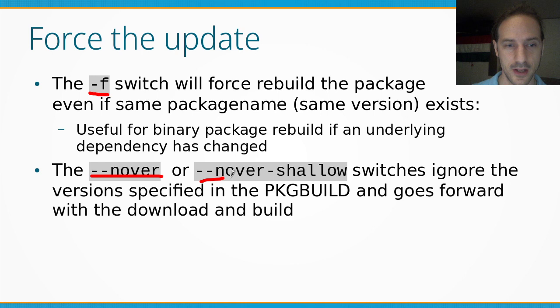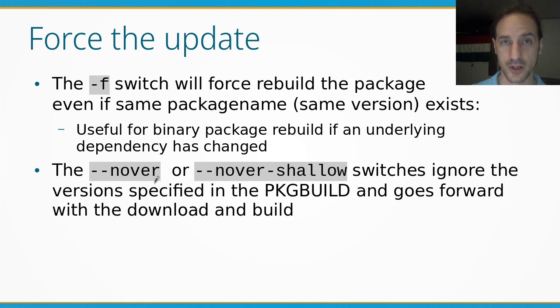And there are the --nover and the --nover-shallow switches, which will ignore the version specified in the package build and will go forward with the download and the build. And there is some difference. If your dependencies are also built from the AUR, then the --nover switch will force ignoring the version check for all the packages, even the dependencies. But the --nover-shallow switch will only ignore the version check for the packages that are directly specified in your command. So if this package wants to pull in a dependency, it will still check the version of that dependency.